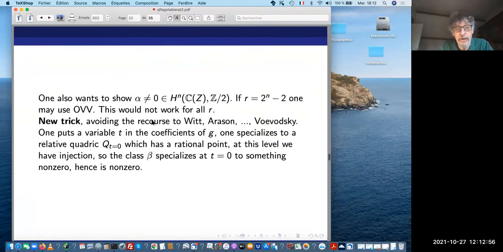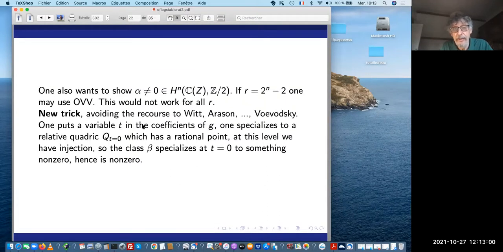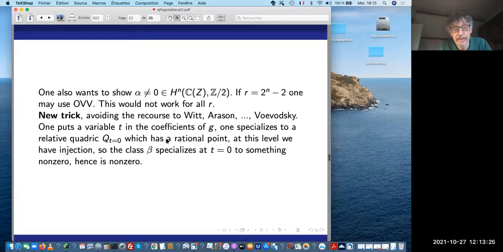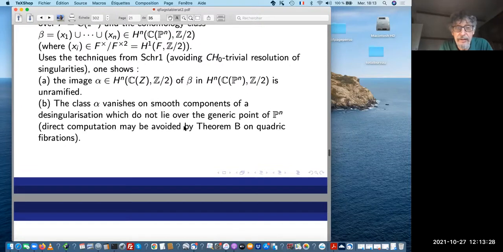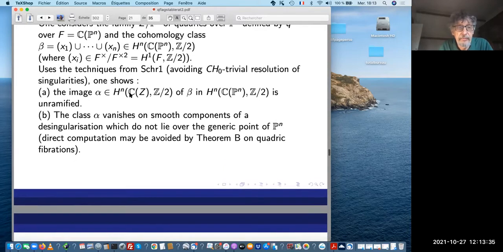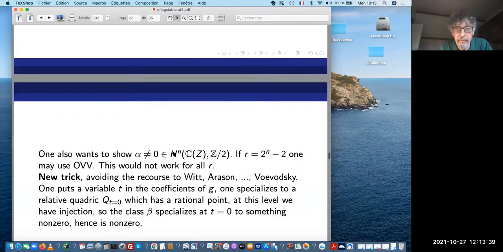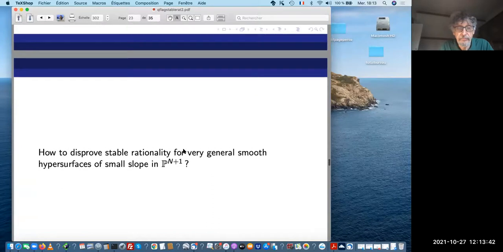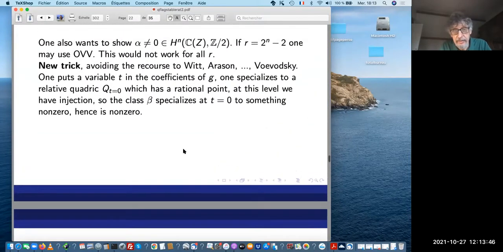And so he has this new trick, in fact, which is quite simple. What he does is that he puts a variable in the coefficients of g, and then he specializes somewhere to a relative quadric Qt, which has a rational point. So at that point, when you specialize, you get a situation where obviously you have a section. And your cohomology class specializes to something which is non-zero and therefore is non-zero upstairs because you have a section. And so this way you manage to prove that the class alpha here is non-zero. This is what we needed. Okay, so that's how he does it.